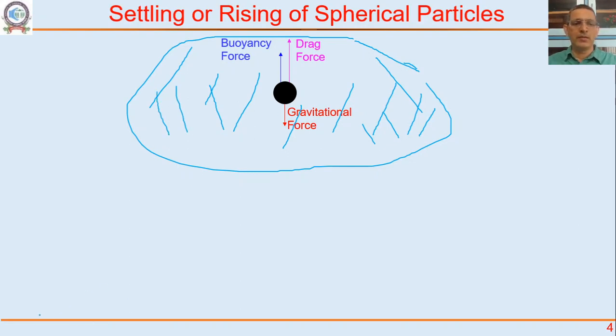Now we have seen in our macroscopic balances lecture on force balances that there will be a gravitational force acting on this particle and a buoyancy force acting on this particle. If the particle is more dense than the liquid, the gravitational force will be more than the buoyancy force, and the particle will settle down. If the particle is settling down, it is equivalent to saying that the fluid is flowing around the particle in the upward direction. So the direction of the fluid flow relative to the particle would be like this.